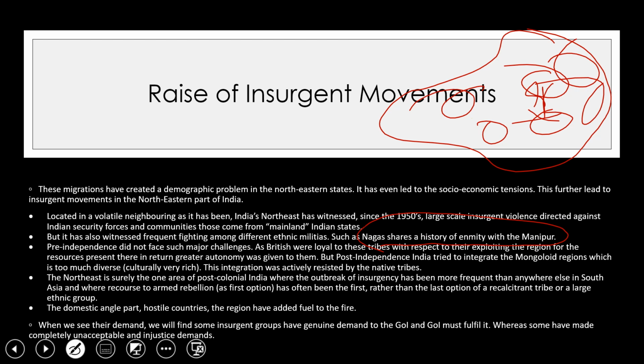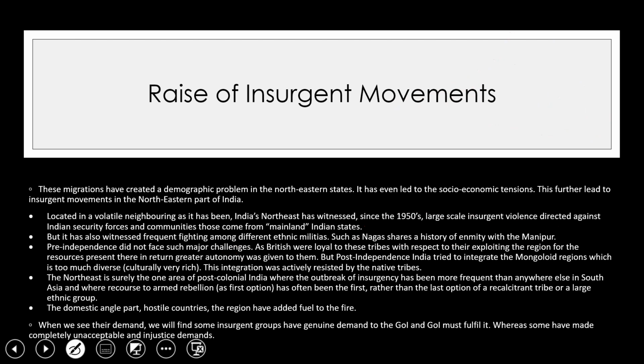So before independence, the region did not face such major challenges, but after independence we faced them. Till we got independence, the British had made a very good relation with those regions, as the British wanted to exploit those regions, and these regions were making connections when World War II was happening. This eastern part of the country helped them a lot during Japan's attacks and all. The British were loyal to these tribes with respect to the exploitation of the regions for the resources present. In return for the British getting resources, autonomy was given to them.